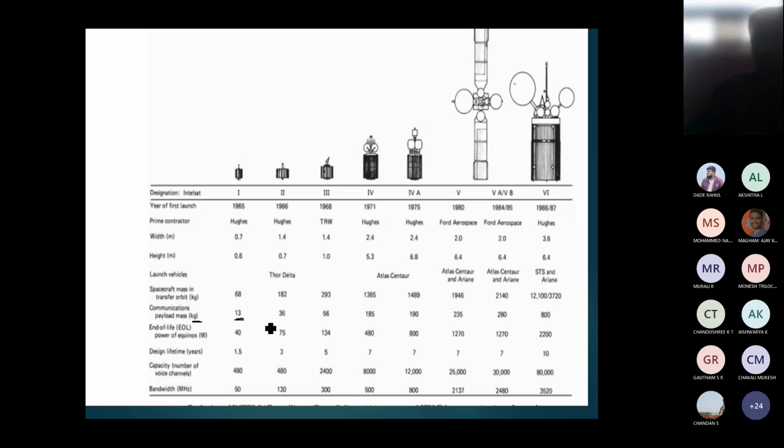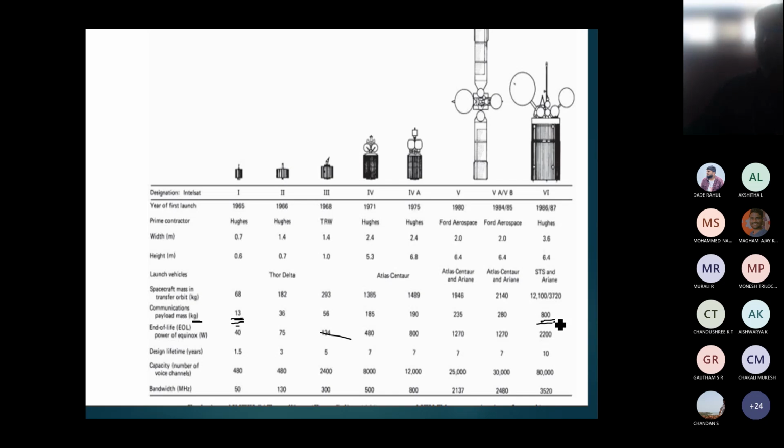So you see that as the series count increases, that means as time progresses, the payload is increasing. That means day by day we are launching satellites with heavy weight, big satellites. If you see the first version of Intelsat, the payload was just 13 kg, but the sixth version of the satellite has a payload of 800 kg.